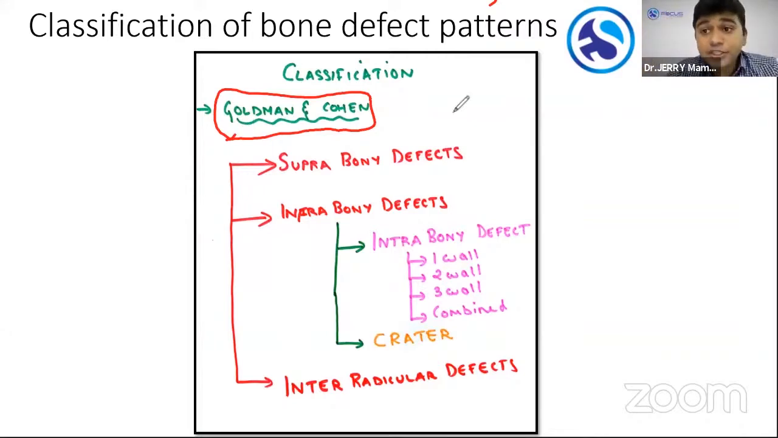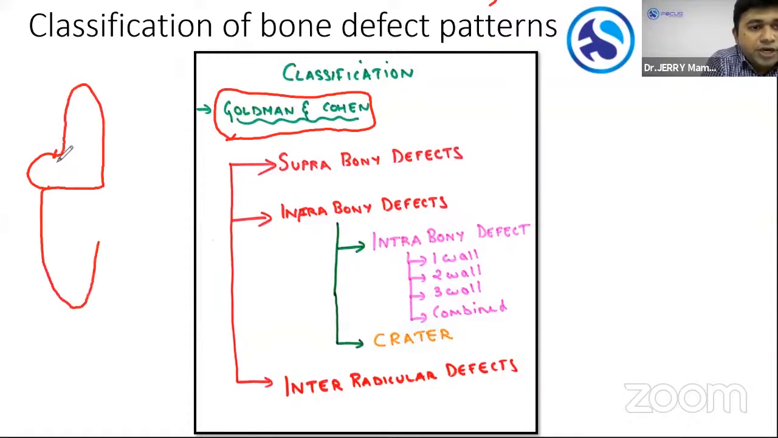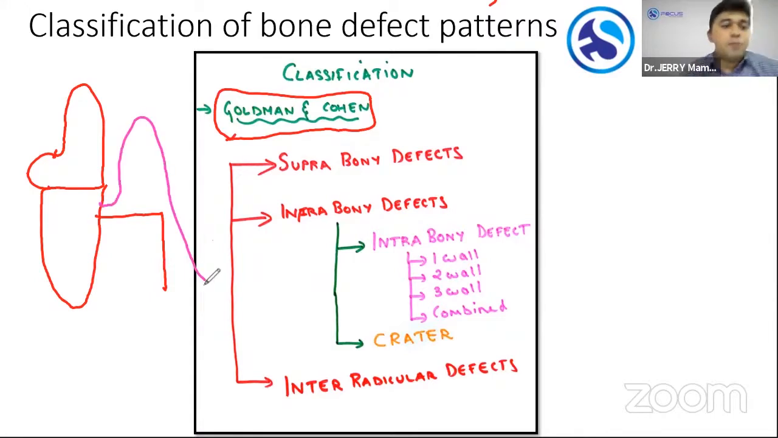Now, coming to the defects. The first one we have is a supra-bony defect. So what do you mean by this? Let me draw and show you what you mean by supra-bony defect. This is the bone, and let me draw the periodontal tissue. This is your pocket that has formed here. This is known as supra-bony defect.